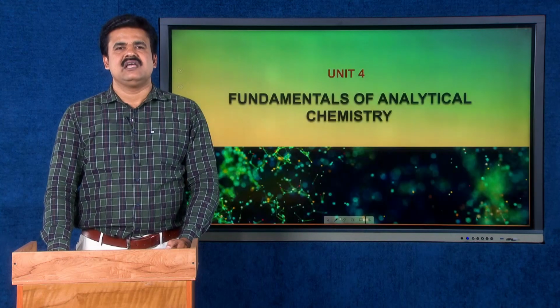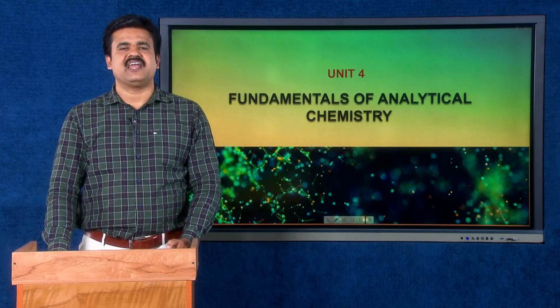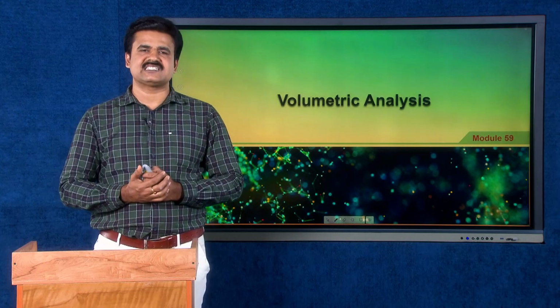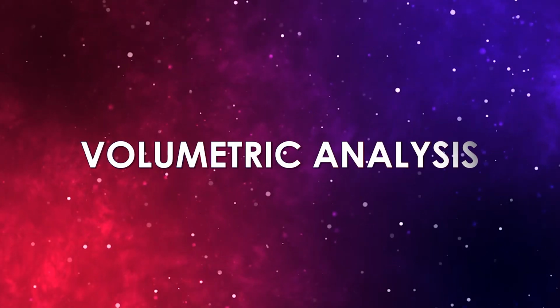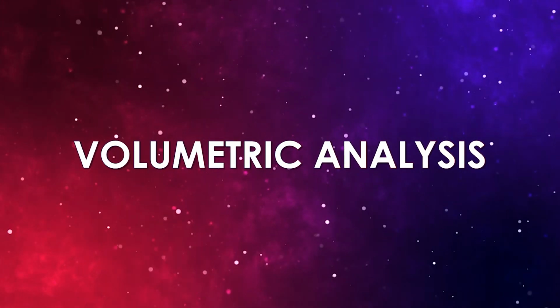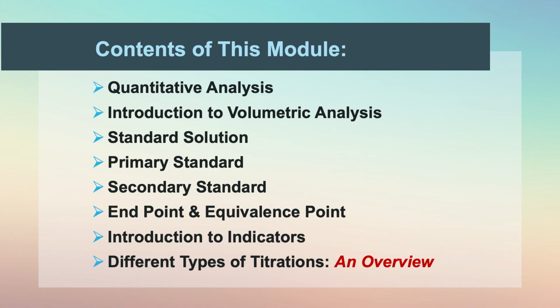Welcome dear learners. We are continuing Unit 4, Fundamentals of Analytical Chemistry. In the present module, we are discussing volumetric analysis. The contents of this module are quantitative analysis, introduction to volumetric analysis, standard solutions, primary standard, secondary standard, end point and equivalence point, introduction to indicators, and different types of titrations as an overview.